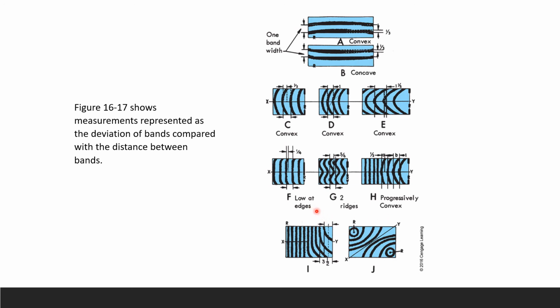This is low at edges because we have a two-layer contour right there, one here and one there, and then straight. These are ridges. This one is progressively convex, and then here are straights. So two different patterns.